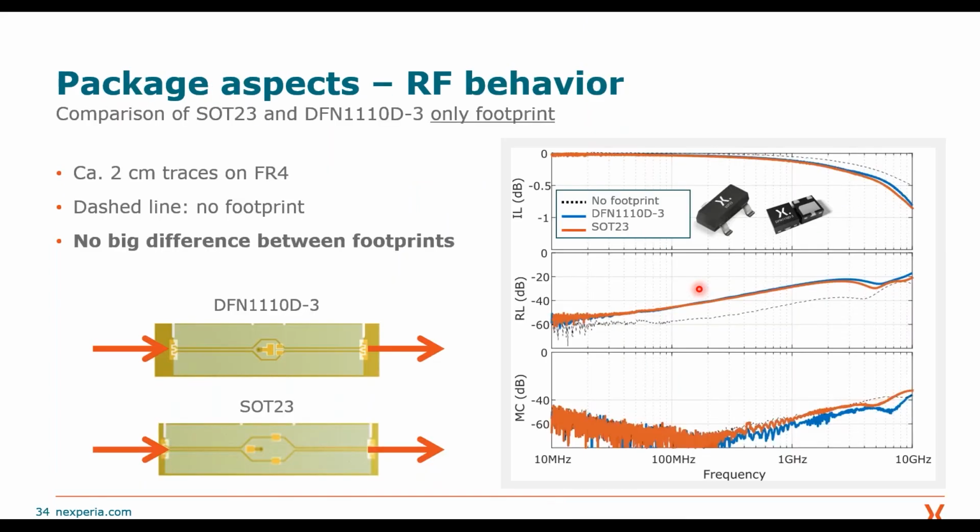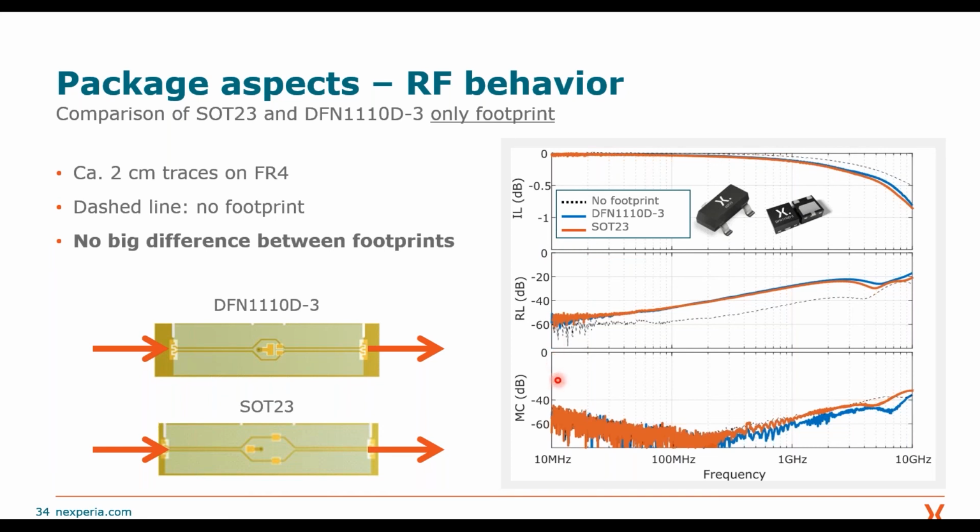And here we come to another investigation we did here at Nexperia, and what we did here is we compared a SOT23 package and a DFN package in terms of scattering parameters. So again, scattering parameters give you an indication of how much of the signal will be transferred through a system, this is the insertion loss, or reflected from the system, this is the return loss.